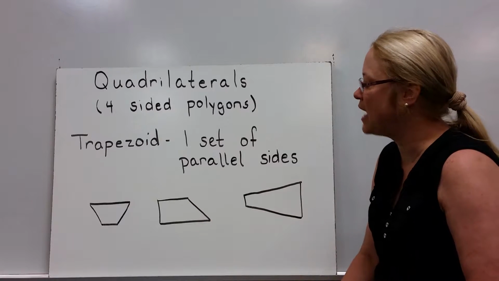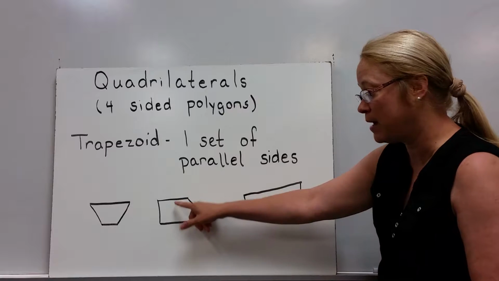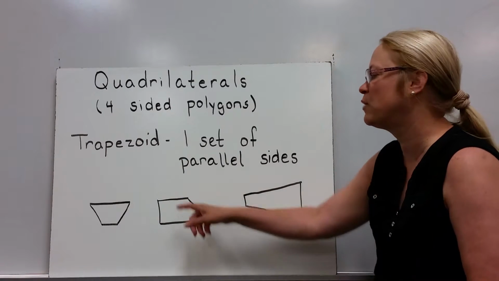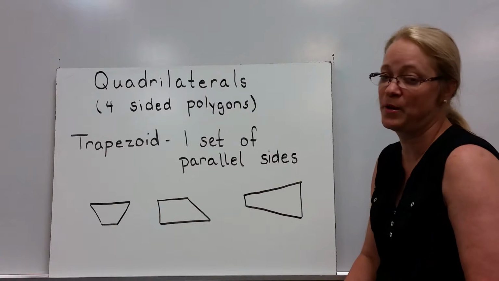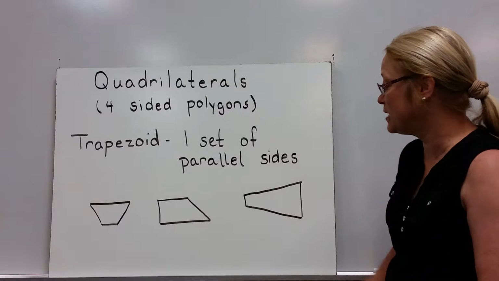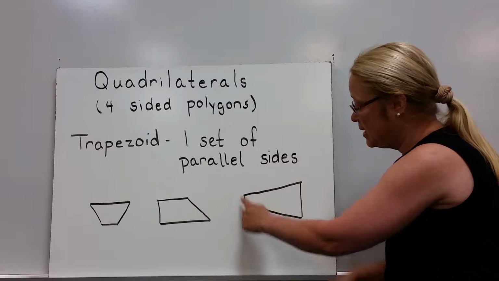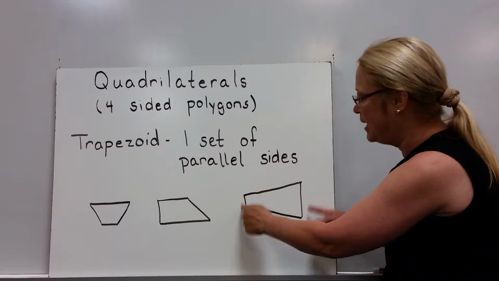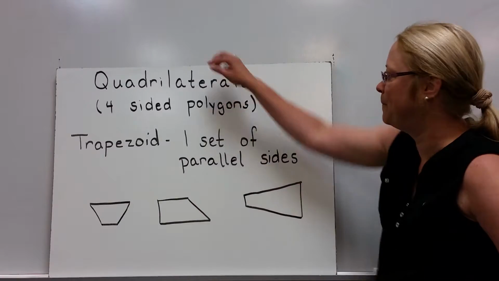The second one is a trapezoid, top and bottom again. It has a right angle here, which does not affect anything. We're looking at the one set of parallel sides. The next one is also a trapezoid, which is a quadrilateral, because it has one set of parallel sides.